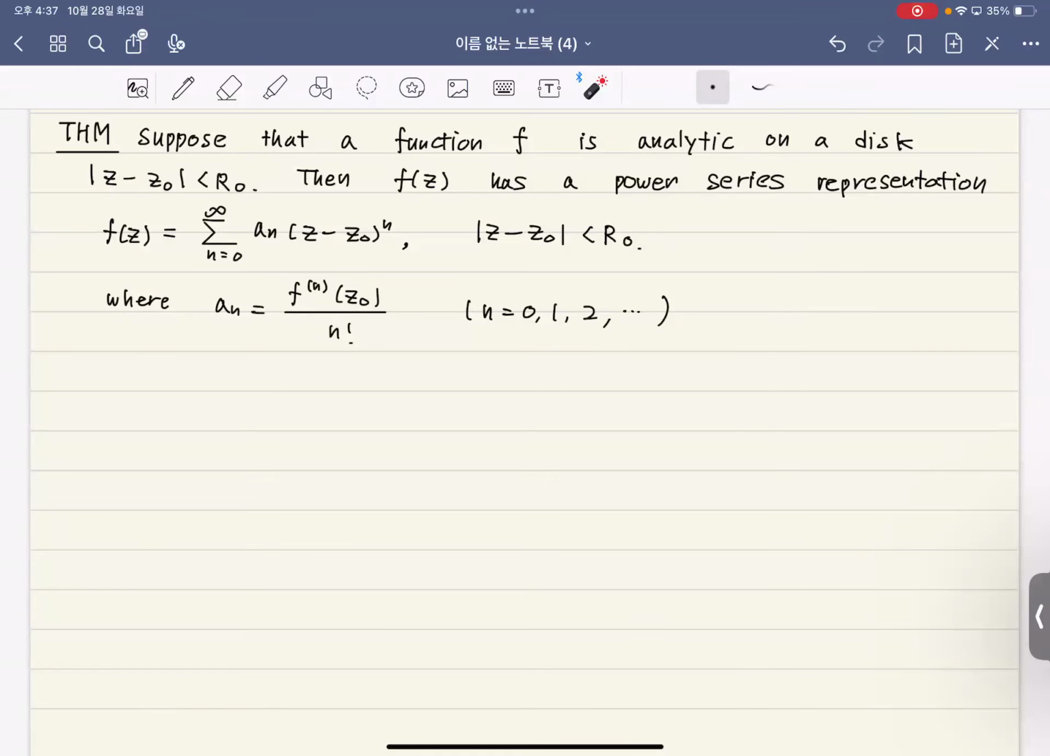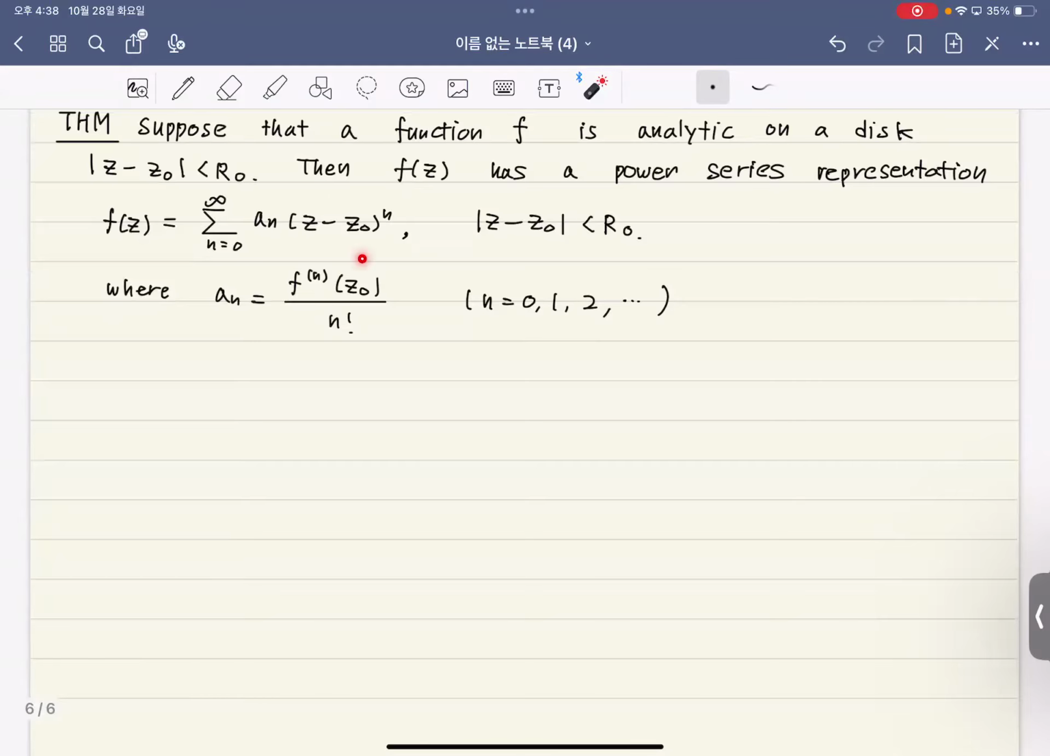Oh, by the way, we say this is the Taylor series of function f at z0, and if the center of your Taylor series turns out to be the origin of the complex plane, then we say that is a Maclaurin series. All right, so I will prove this without losing too much generality. I'm going to say z0 equals 0.